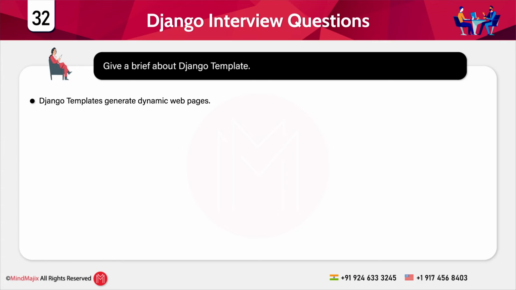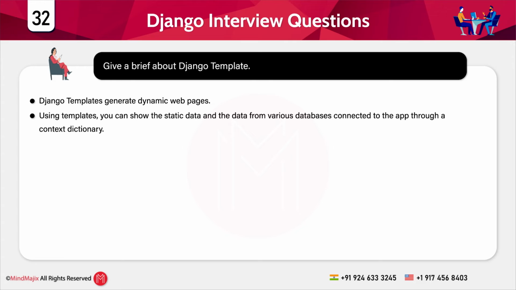Django templates generate dynamic web pages. Using templates, you can show static data and the data from various databases connected to the application through a context dictionary. You can create any number of templates based on the project requirements. It is even okay to have none of the templates. The Django Template Engine handles the templating in the Django web framework. Some template syntaxes declare variables, filters, control logic, and comments. Django ships built-in backends for its template system called the Django Template Language, or the DTL.